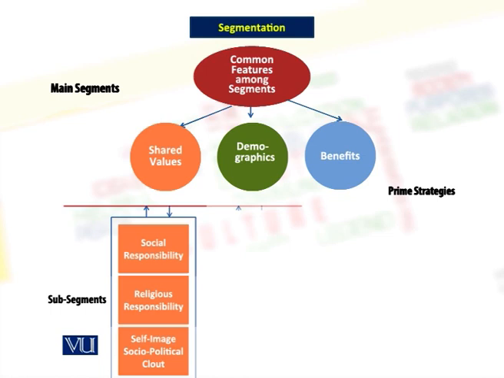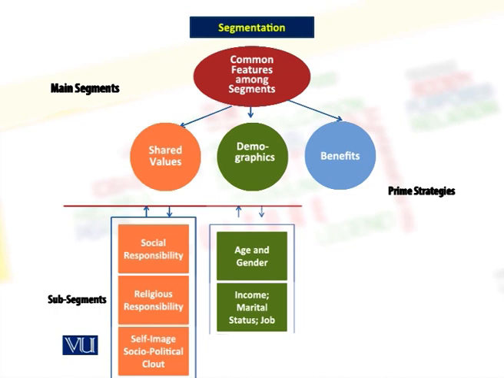Let us now get on to the next segment, which is all about demographics, because marketing people do like to divide the market in terms of demographics, and they do that by way of age and gender, income and marital status, the kind of jobs they are doing, and religion. And then you can also have a crisscross of these demographics with other subsegments in other areas. I leave it to your imagination to think about what will happen if a certain subgroup within the demographics opts for social responsibility, and another subgroup within the demographics opts for another subsegment under shared values, which is self-image. You definitely would like to have two different sets of strategies. And that is the essence of segmentation.